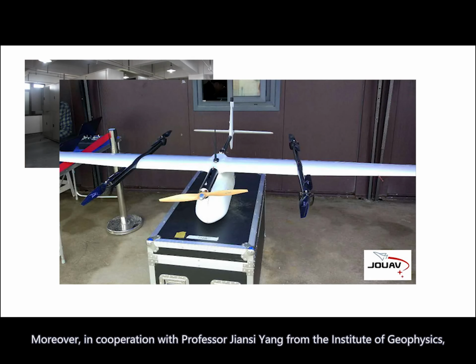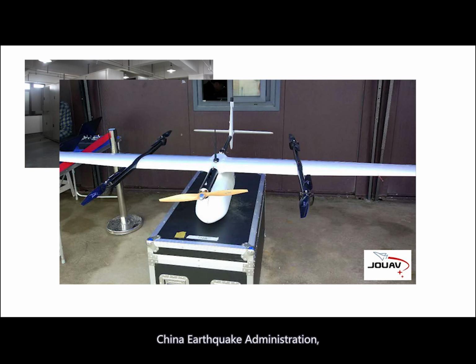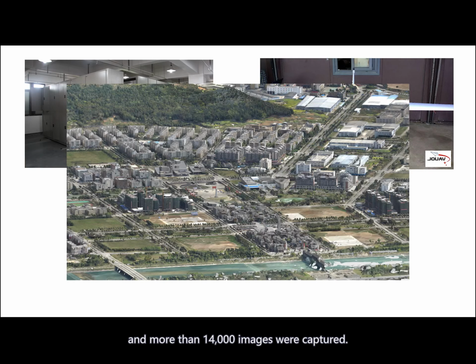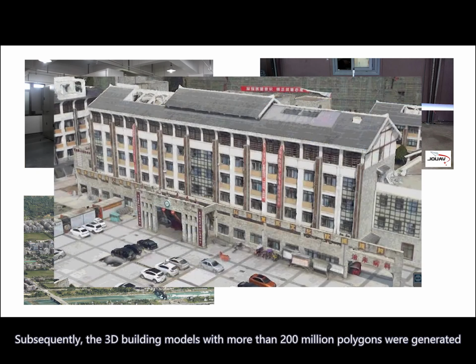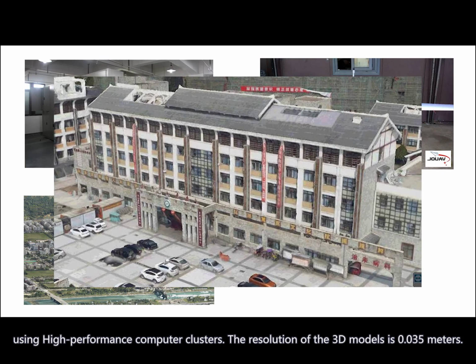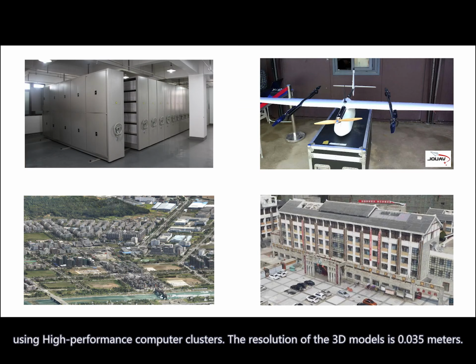Moreover, in cooperation with Professor James Yang from the Institute of Engineering Mechanics, China Earthquake Administration, a vertical takeoff and landing fixed-wing unmanned aerial vehicle developed by China was launched, and more than 14,000 images were captured. Subsequently, the 3D building models with more than 200 million polygons were generated using high-performance computer clusters. The resolution of the 3D models is 0.035 meters.